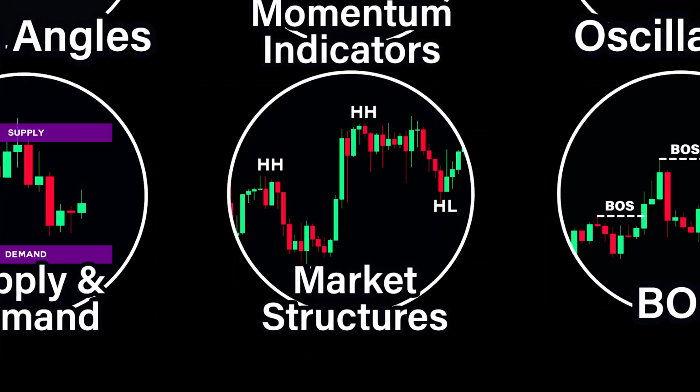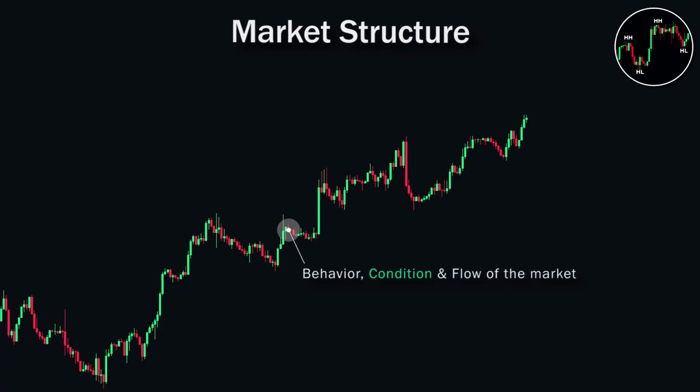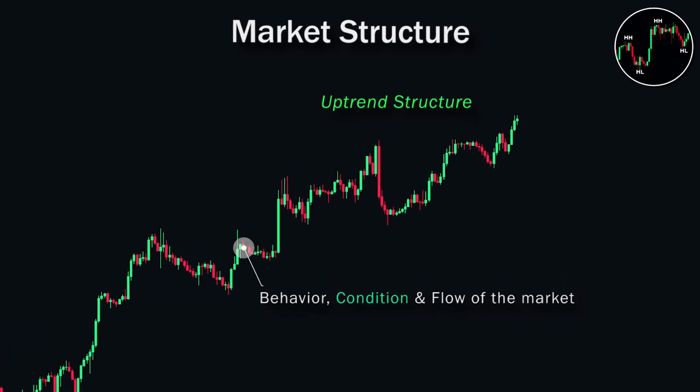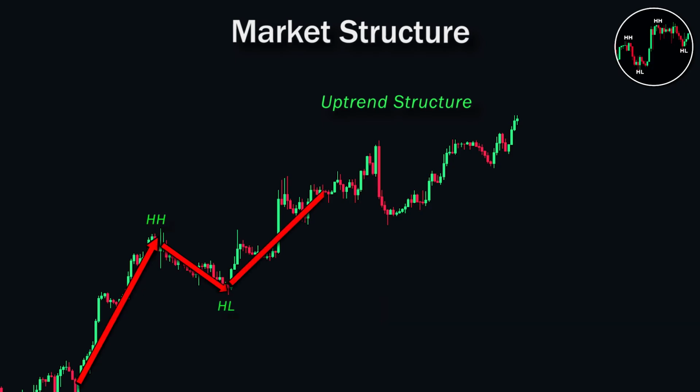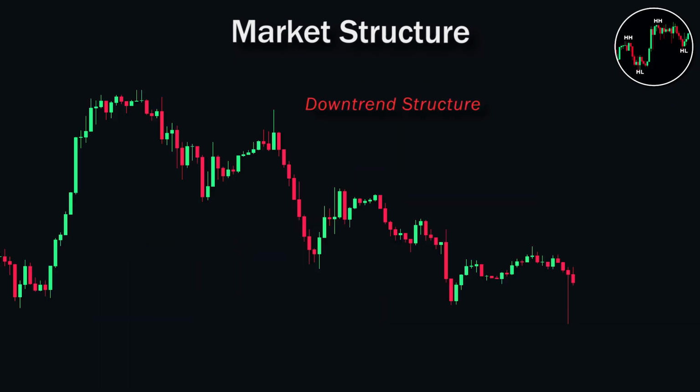Market structure. Market structure is when a trader analyzes the behavior, condition, and flow of the market. An uptrend structure is characterized by price forming higher highs and higher lows, while a downtrend structure is characterized by price forming lower highs and lower lows.